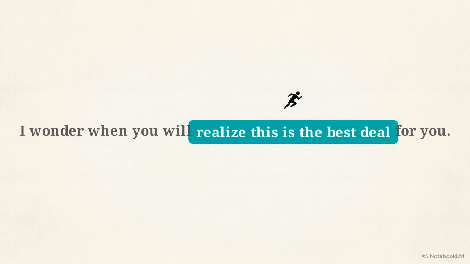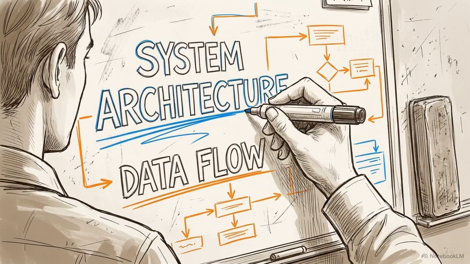Another example: "I'm curious when you will realize this is the best deal." The observation about curiosity carries the instruction seamlessly. Now, write your second sentence. Take the core action you want the person to take and wrap it inside a casual, observational statement.